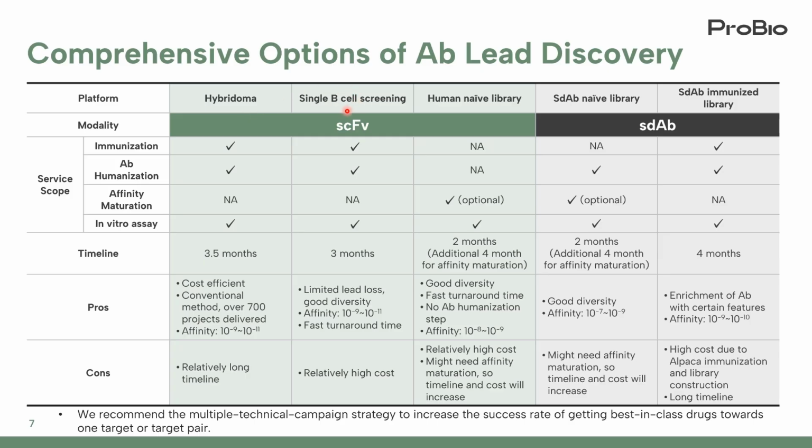Single B cell offers a balance between timeline, diversity, and antibody affinities. It can complete screening against multiple antigens within 1 day, followed by B cell extraction and further characterization. Human naive Fab libraries is the most expedited approach. It takes about 2 months, but with the sacrifice of antibody affinities.